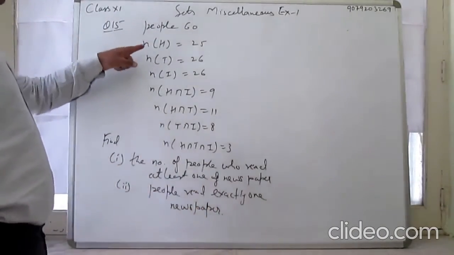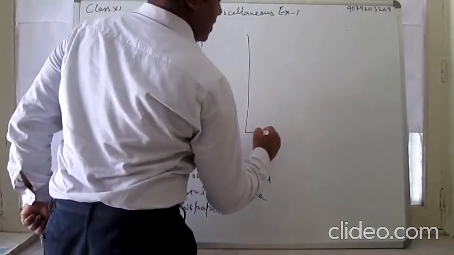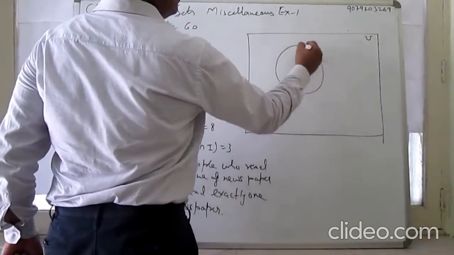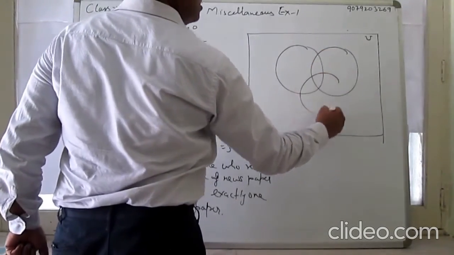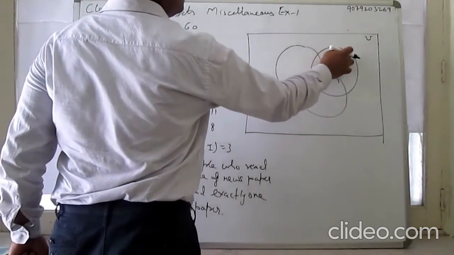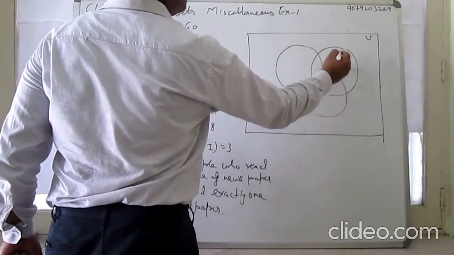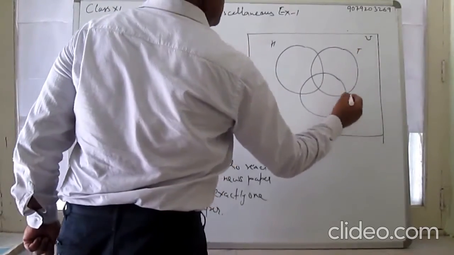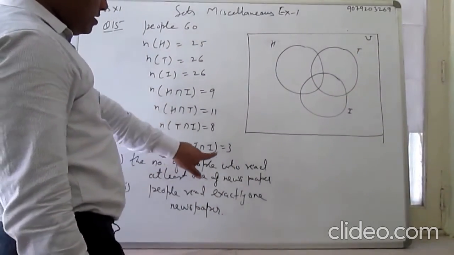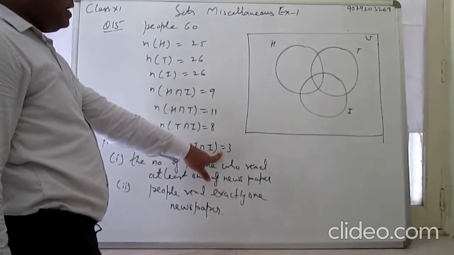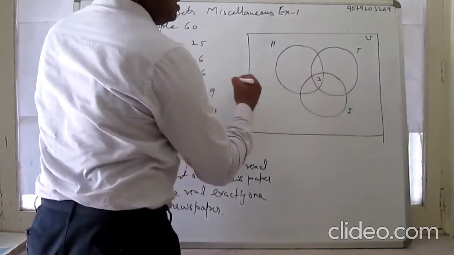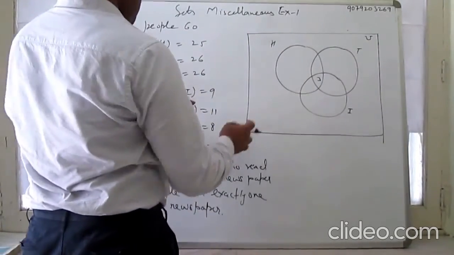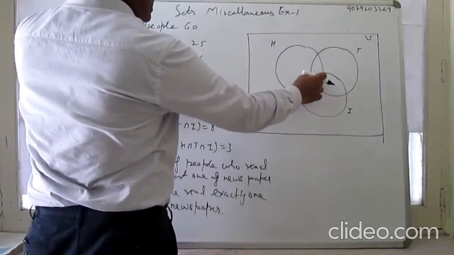Now see here, 3 types of newspaper, H, T, I. Draw the Venn diagram. This is the universal set. This is H, this is T, and this is I. Now स्टार्ट करेंगे कॉमन एलिमेंट से. H इंटरसेक्शन T इंटरसेक्शन I, तीनों का कॉमन इंटरसेक्शन, this is 3. Then H and I, how many elements are there? 9. 3 तो ऑलरेडी लिख दिया अपन ने, तो अभी कितने बचे?